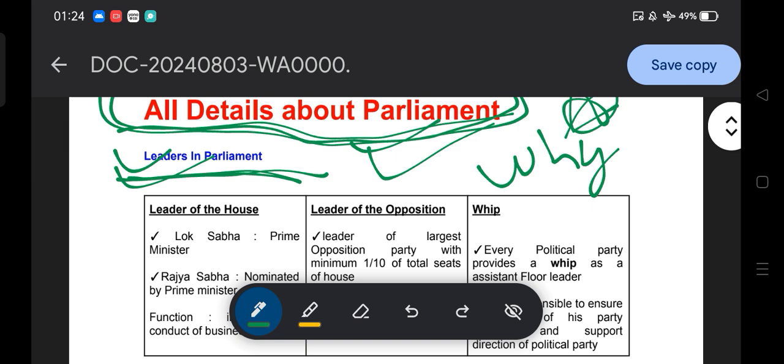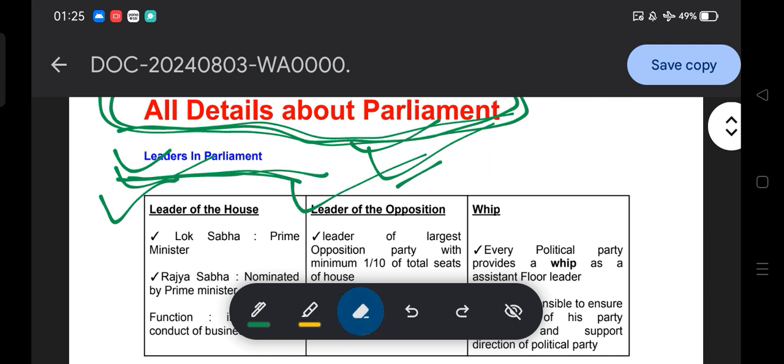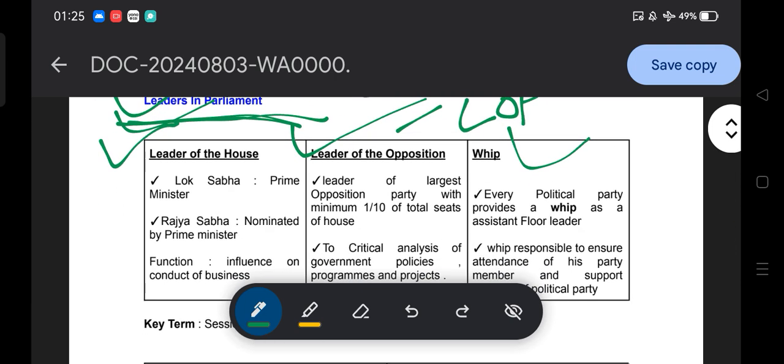Leaders in parliament. We all know that India has a parliamentary form of government, known to everyone. When you talk about parliament, there is a concept of leaders in parliament. What is a leader in parliament? There are three kinds of leaders we experience in our parliamentary system of government in India. One is the leader of the house, then the leader of opposition, known as LOP, a name that is quite popular nowadays, and then the whip. So first let's understand one by one, starting with the leader of the house.